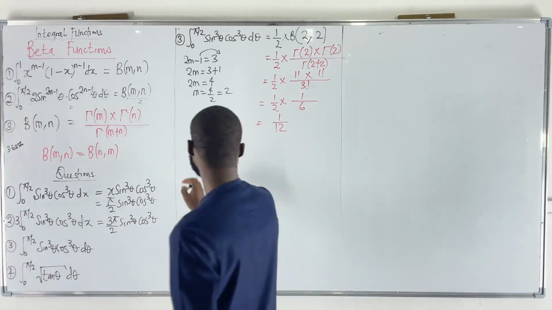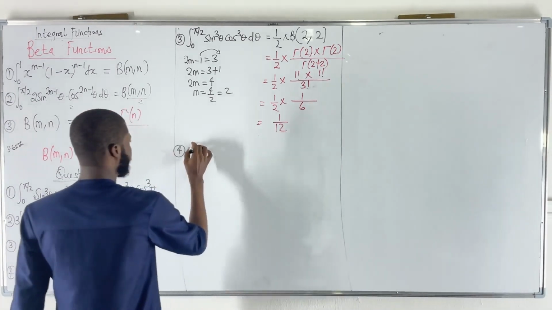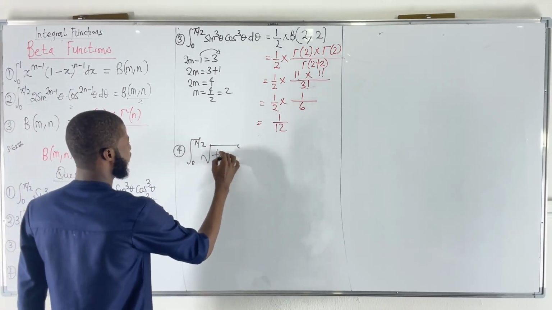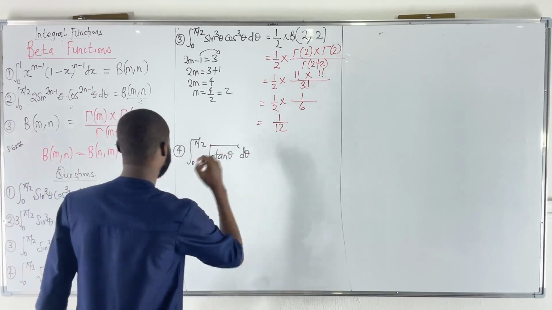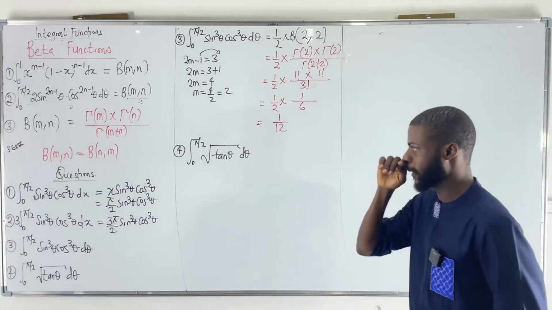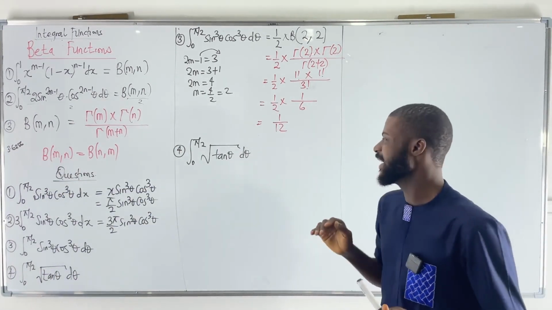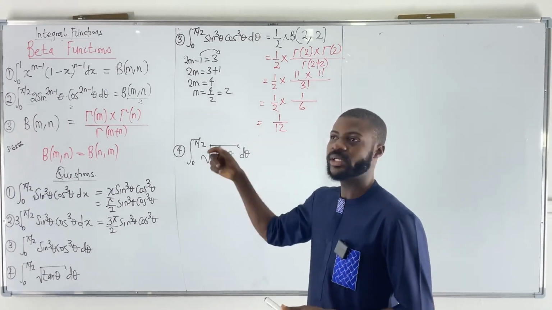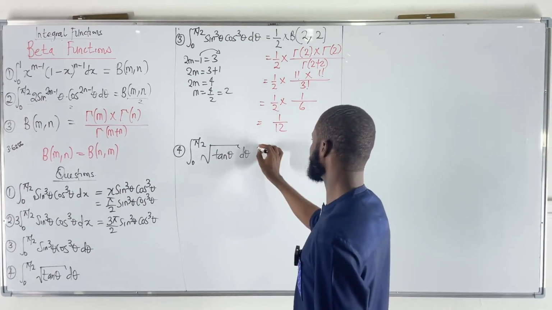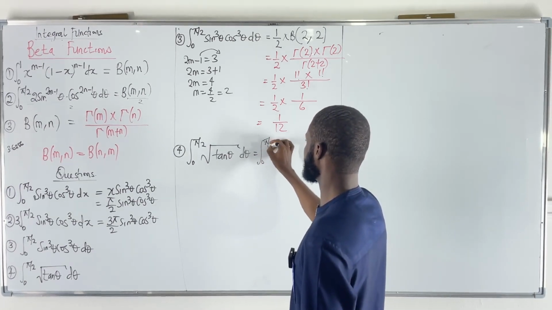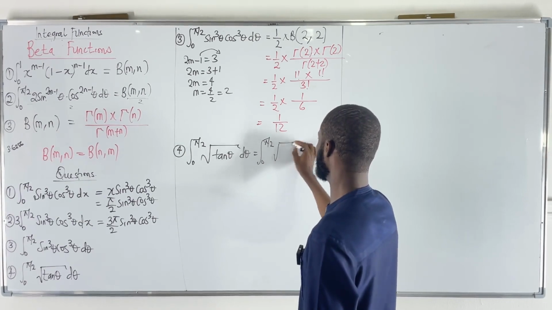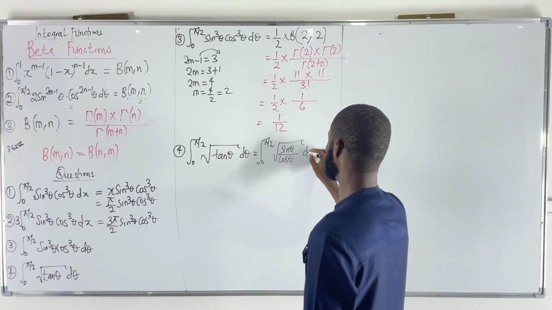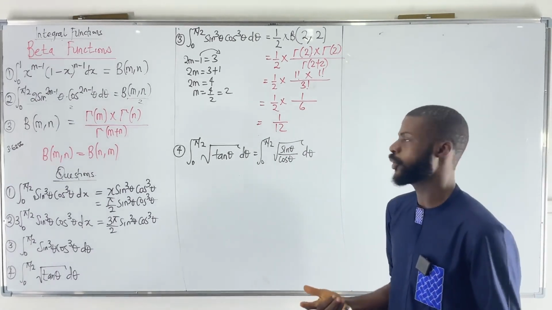Now, for number 4, the integral from 0 to pi over 2 of root tan theta d theta. That's a beautiful one. So here's the first thing we want to do. Remember that from trigonometry, tan is actually sine over cos. So this is actually the integral from 0 to pi over 2 of the root of sine theta divided by cosine of theta d theta. That's the first thing we want to do.